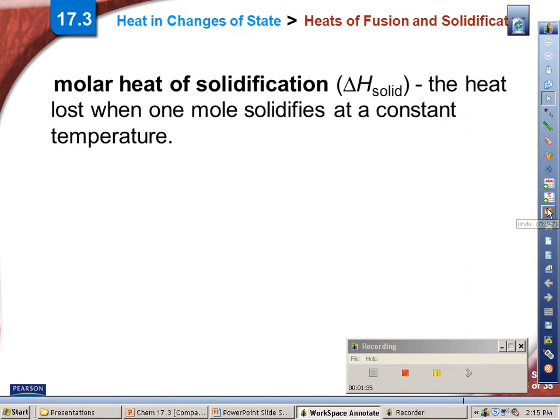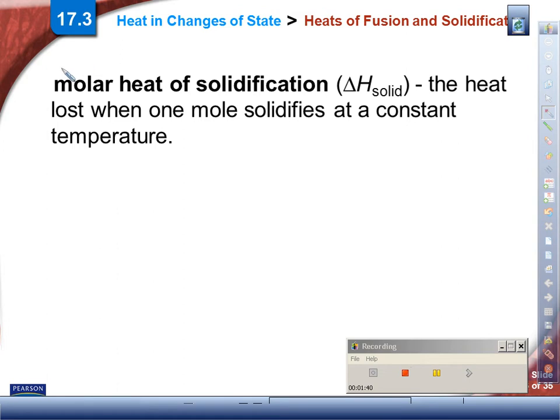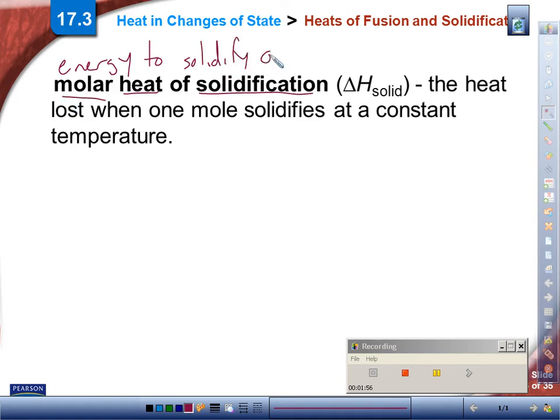Now on the opposite side is the molar heat of solidification. And this one's a little easier. This is the energy, that's heat. Solidification is, of course, going from a liquid to a solid. And molar, we're just saying 1 mole. Energy to solidify 1 mole.